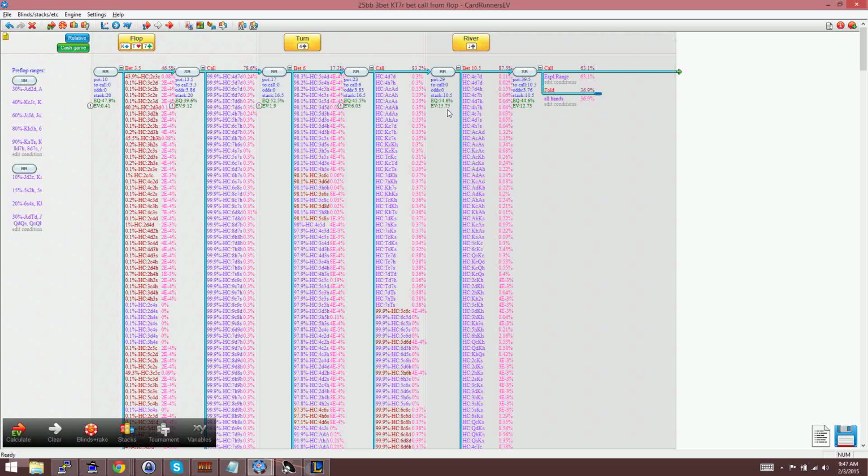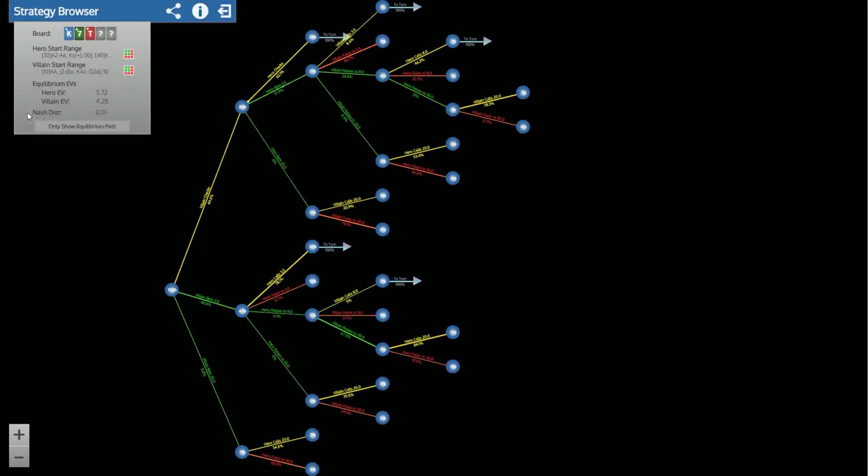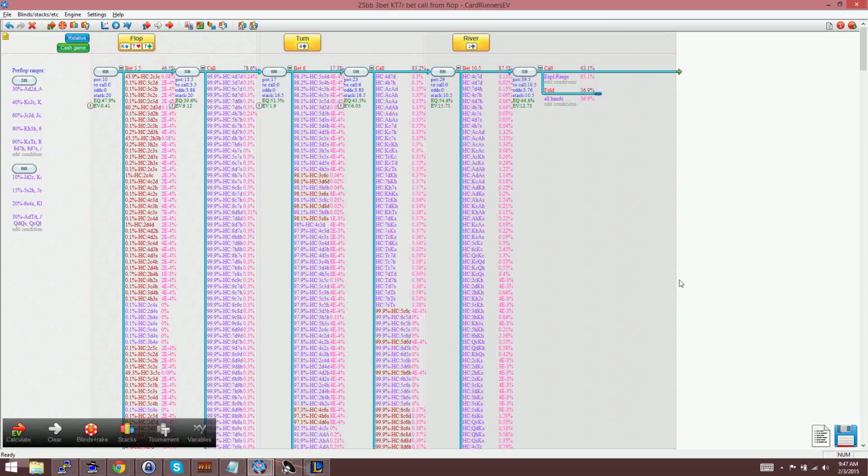So our EV went down by 0.01 chips. That's really close to 0. And if we go back here and look at the Nash distance GTORangeBuilder reported, its distance was 0.1 chips. So this was kind of built into our solution accuracy. Now, unfortunately, we can't directly compare the solution accuracy that GTORangeBuilder reports, which is its solution accuracy of the entire solution from the flop, to the solution accuracy that CREV might tell us for some specific river.